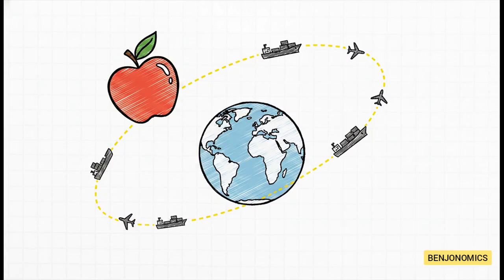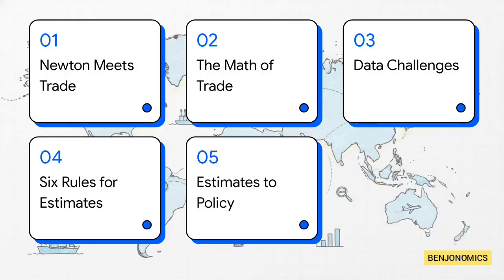Yeah, absolutely. The ultimate tool we have for understanding modern international commerce actually comes straight out of Sir Isaac Newton's 17th century playbook. We literally use the laws of physics to map the flow of the global economy. Okay, let's dive into this.